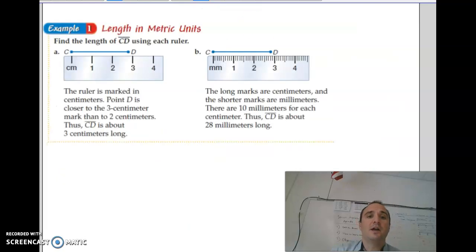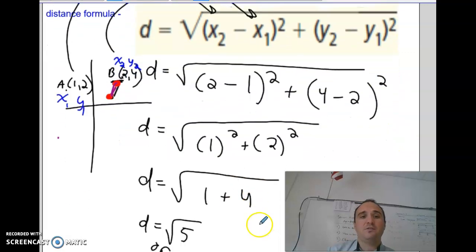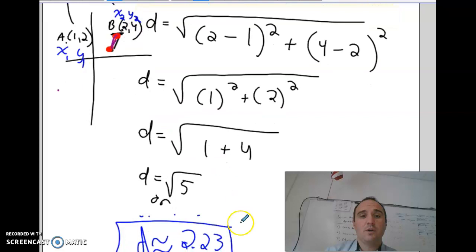It's not that easy when you don't have it on a straight line. Even if it was a vertical line, you could do vertical lines easy. But for a slanted line, you have to use the distance formula. So d equals the square root of (x2 minus x1) squared plus (y2 minus y1) squared. And that is how we got the answer for (1, 2) and (2, 4) equaling square root of 5, which is 2.23.